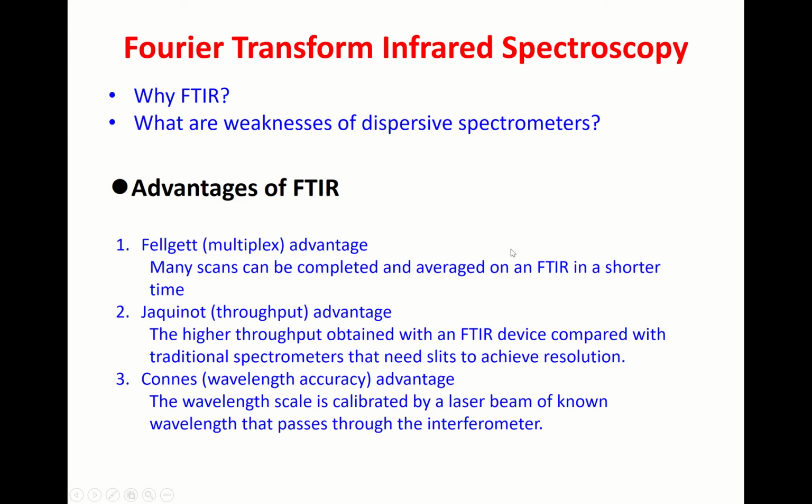So, the modern infrared spectrometers, I think maybe all of them, are based on the Fourier transform principle. Okay, what are the advantages of FTIR? Largely, there are three advantages. The first advantage is the Fellgett advantage. Another name is the multiplex advantage. Okay, or maybe you can remember the name by Fellgett.